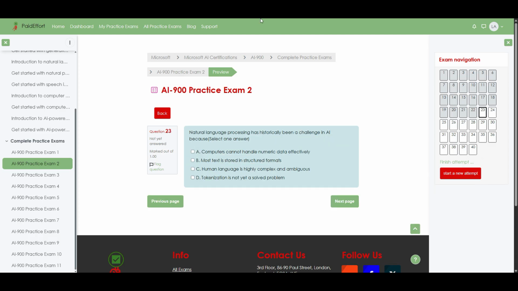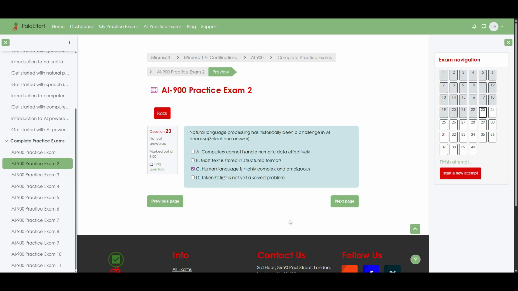Natural language processing has historically been a challenge in AI because, select one answer. A. Computers cannot handle numeric data effectively. B. Most text is stored in structured formats. C. Human language is highly complex and ambiguous. D. Tokenization is not yet a solved problem. Let's walk through the explanation now.